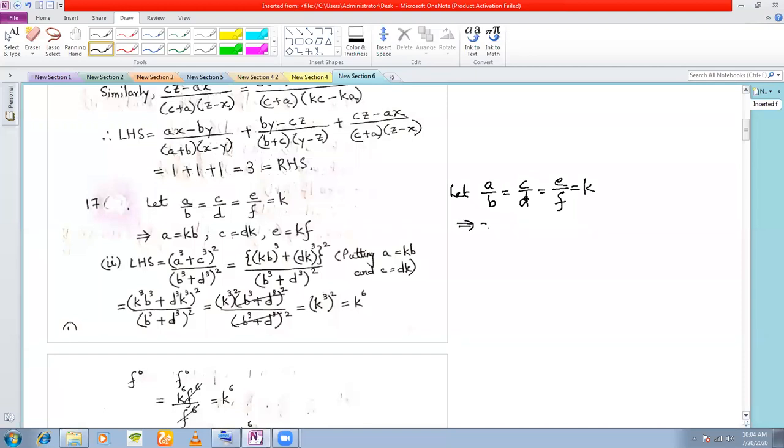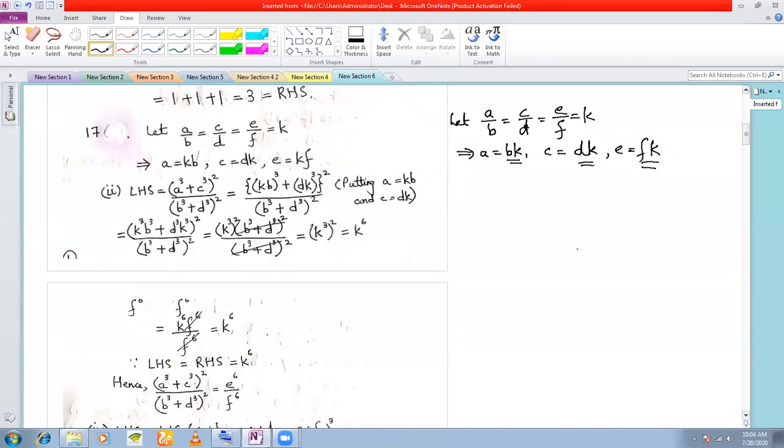So therefore I get a is equal to bk, c is equal to dk, and e is equal to fk. Okay. Once I get these three values, it is asked to prove that a cube plus c cube by b cube plus d cube whole square is equal to e to the power of 6 by f to the power of 6.